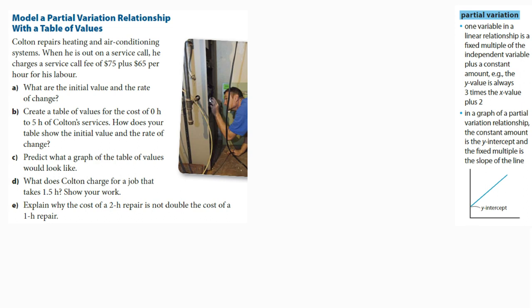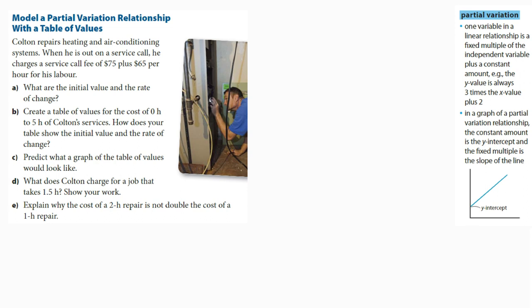Where a partial variation and a direct variation change is that 0, 0 value. So if you remember, in a direct variation, it needs to start at that 0, 0 point. In a partial variation, it doesn't start at 0, 0. There is some value in the dependent variable, the y space, when x is 0. So let's look at an example.